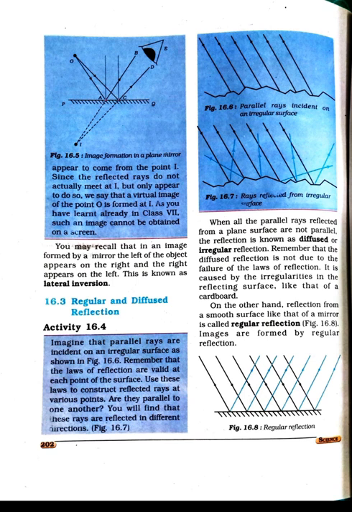The reflection of rays of light from a smooth surface like that of a mirror is called regular reflection. In regular reflection, images are formed. And in this type of reflection, the parallel rays after reflection also remain parallel. When the parallel rays reflected from a surface are not parallel, the reflection is known as diffused or irregular reflection.